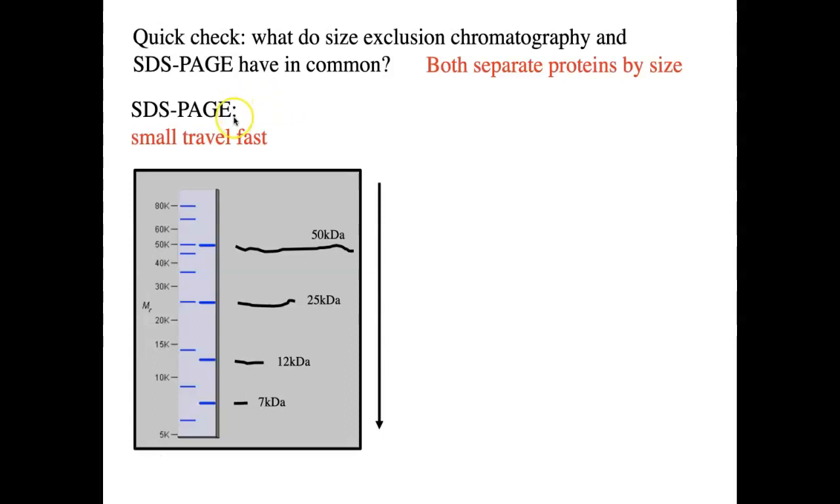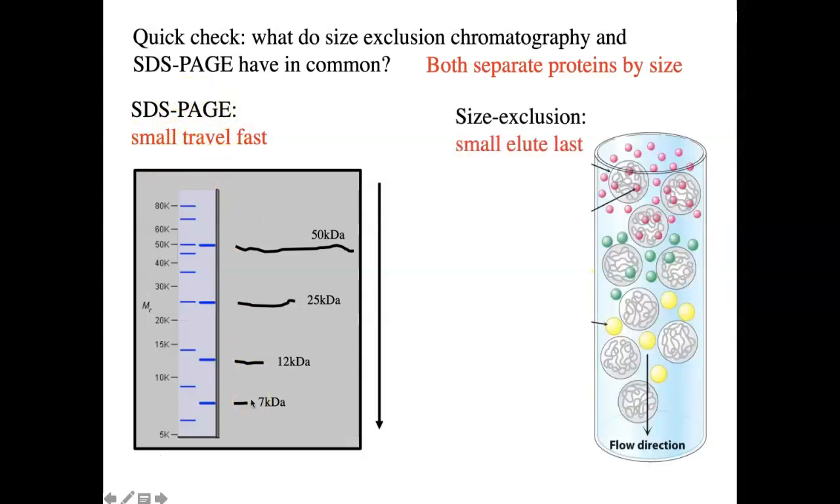All right, quick check. What do size exclusion chromatography and SDS-PAGE have in common? They both separate proteins by size, right? But what do they have different? So let's review that. SDS-PAGE, small travels fast, right? Size exclusion, small elutes last.